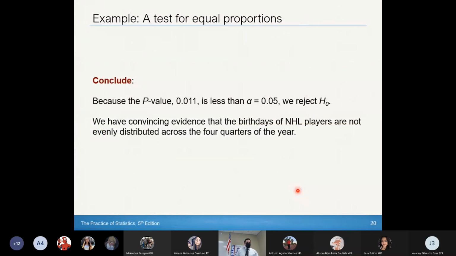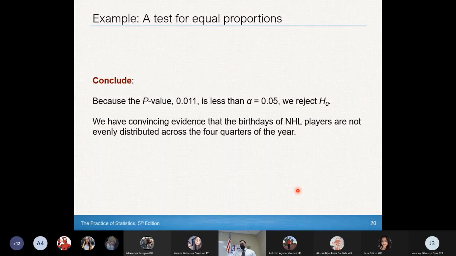So we can make our conclusion here because the p-value, 0.011, is less than alpha. They got an exact p-value most likely by using the calculator, which they did not show, which is why they're not saying there's a range for the p-value. But even if we just had the range to go by, we would know that the p-value must be less than 0.05, because it is between 0.01 and 0.02. We reject the null hypothesis. We have convincing evidence that the birthdays of NHL players are not evenly distributed across the 4 quarters of the year.